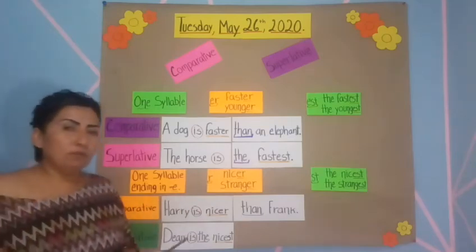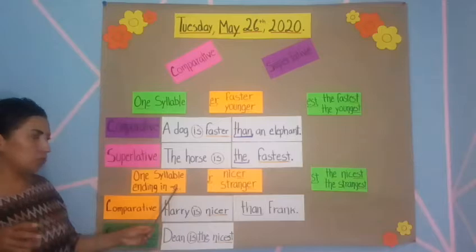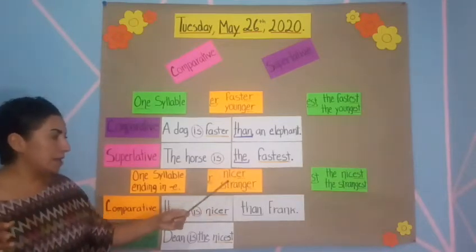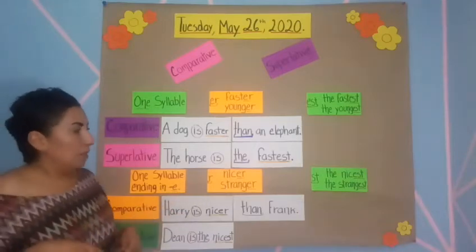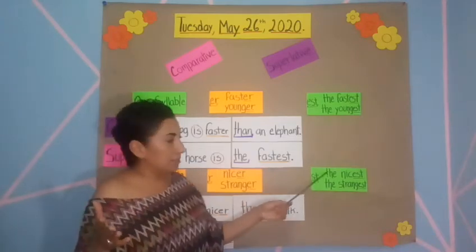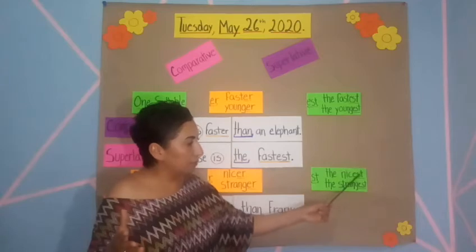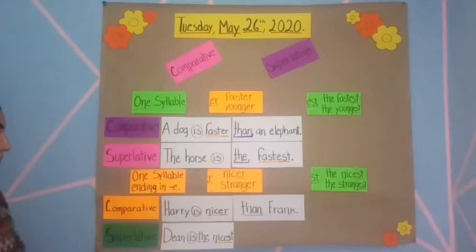Now, if you have one syllable ending in e, you need to add r that changes to nicer, and strange changes to stranger. When we're talking about superlative form, we add est. In this case, the nicest and the strangest. We can see that we add est at the end of the adjective. Okay, don't forget it because it's very important.